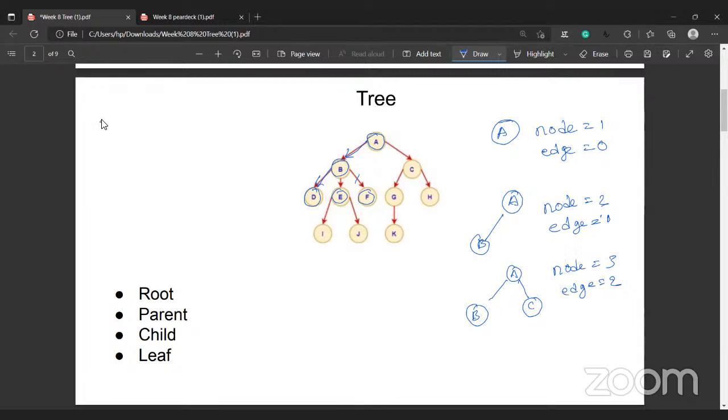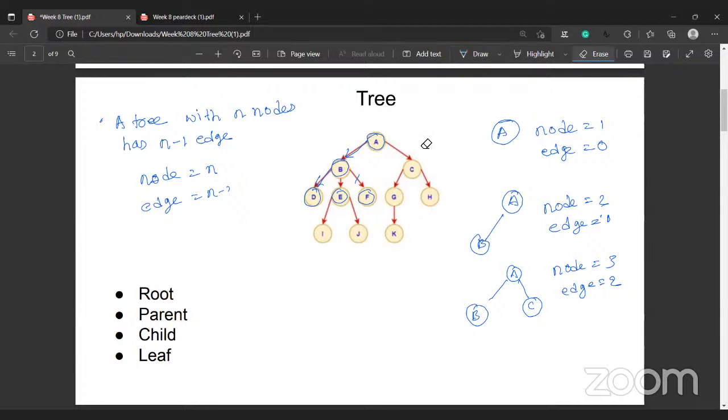Okay, so there is one important point. A tree with n nodes has n minus 1 edges. Not less than n minus 1 either. If it is n nodes, then it has n minus 1 edges. You can see if nodes equal n, edges will be n minus 1.